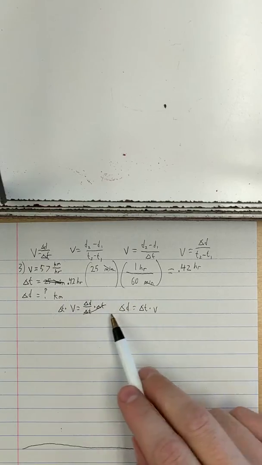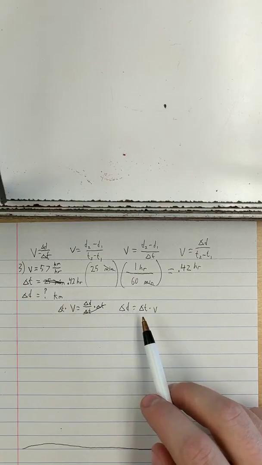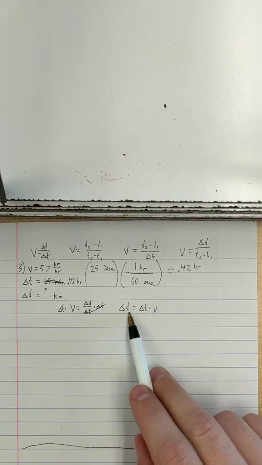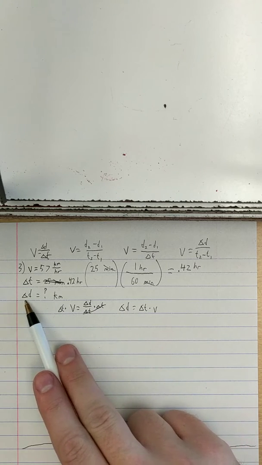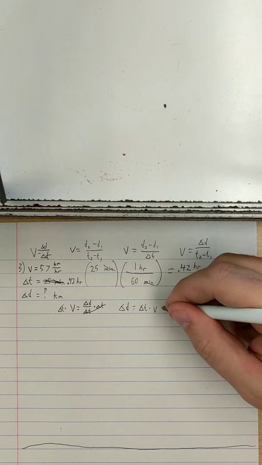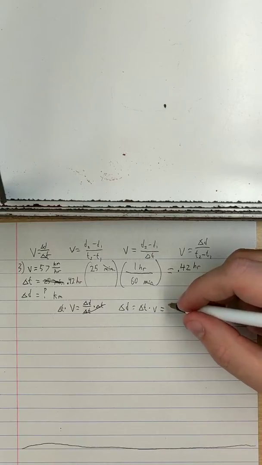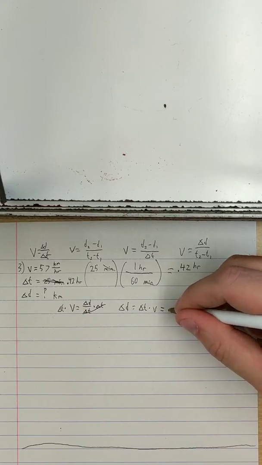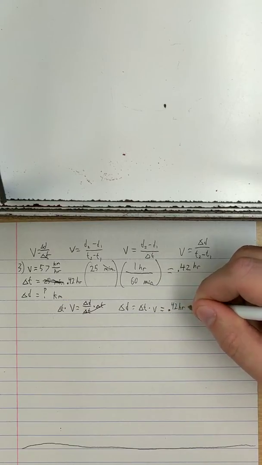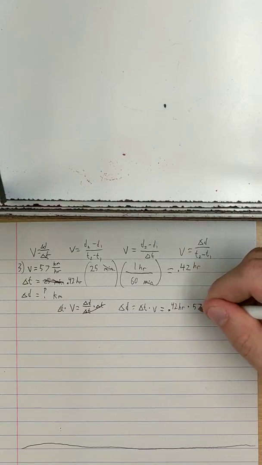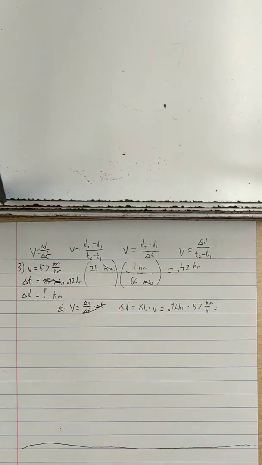Okay? So this is what I'm saying whenever I'm saying do the algebra with letters first. This is completely solved for what I'm trying to find before I plug in numbers. Once I plug in numbers, I should just be able to write it down in terms of 0.42 hours times 57 kilometers per hour. And then I should be able to plug it straight into my calculator, which I can't.